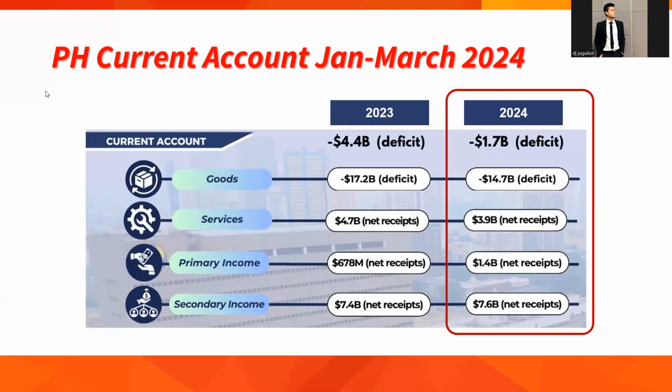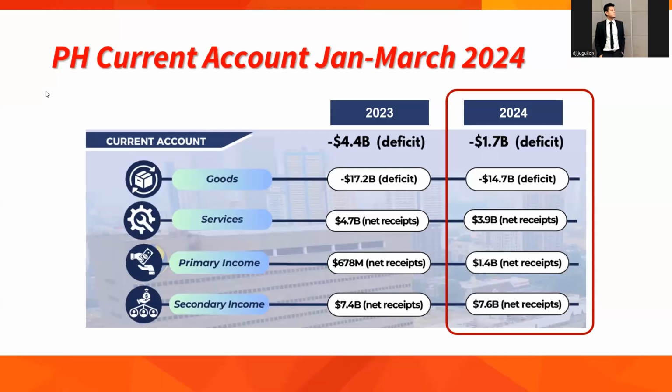Next is for the services balance. So we have a positive 3.9 billion. So this particular amount is simply because of the sustained residents spending on travel services, as well as other financial services and other tech or trade-related business services. Though it is much lower than the previous year, well, the good thing is it's still positive.